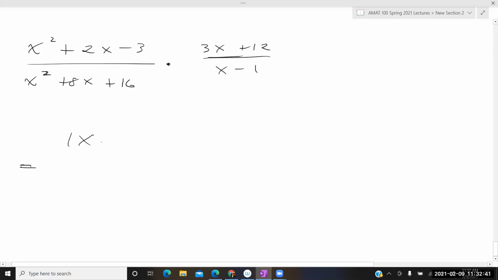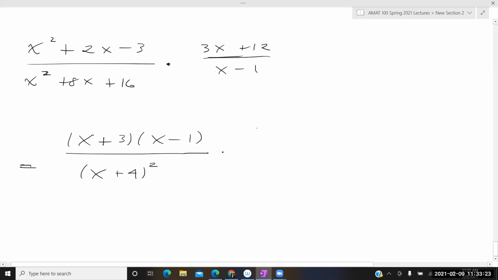If you factor the numerator, you're going to get x plus 3 times x minus 1. And if you factor the denominator, it's not hard to see that it's going to be x plus 4 times x plus 4. But we can just keep that as x plus 4 squared, right?